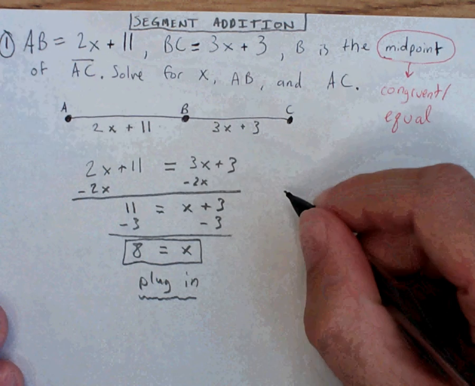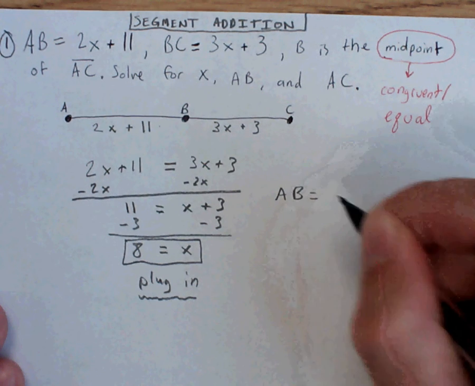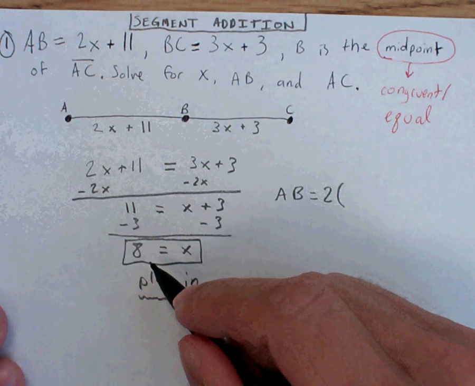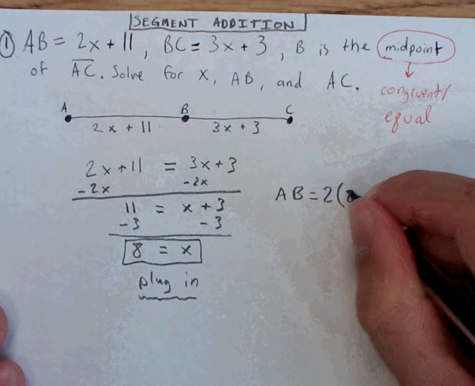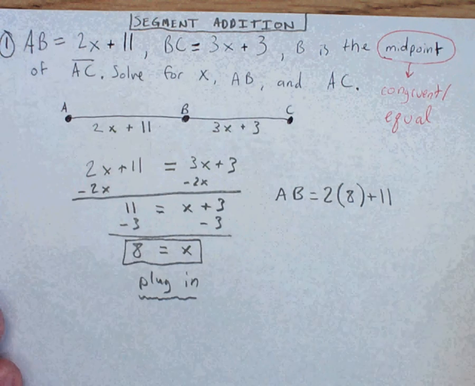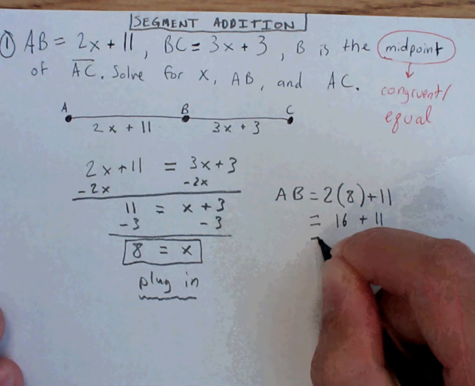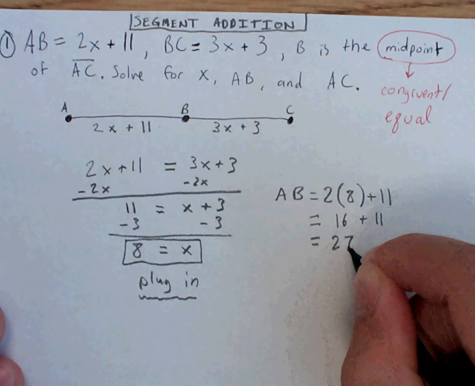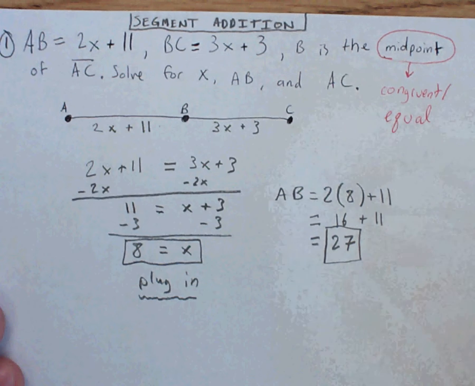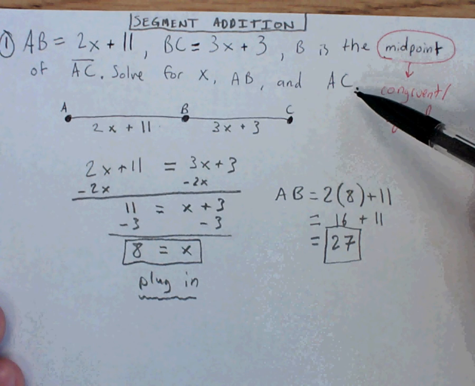So, AB equals 2, and now I'm going to plug in my 8 in for x, times 8 plus 11. Okay, well this is 16 plus 11, so AB is 27. Okay, great. So we have the second answer out of 3, because we still need AC.